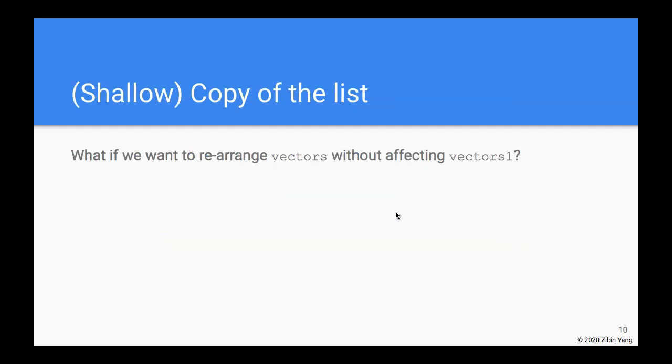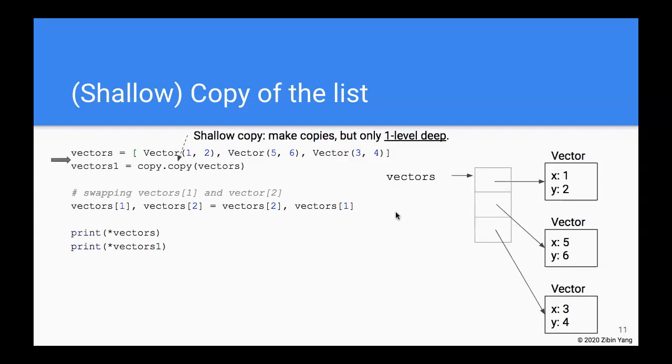So what if we want to be able to swap things and otherwise rearrange things in vectors without affecting vectors 1? Well, we can do what's called a shallow copy, and that's achieved by copy.copy. What shallow copy does is it'll make a copy, but only for the top level thing. So it will only do a copy one level, but everything below that, they still reference the same thing. So let's see how that works.